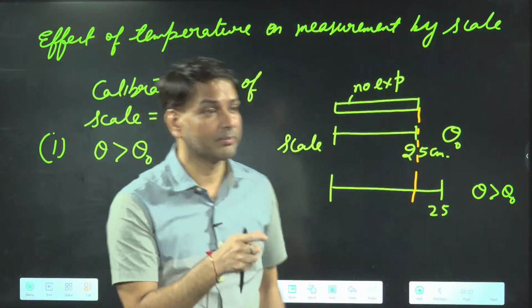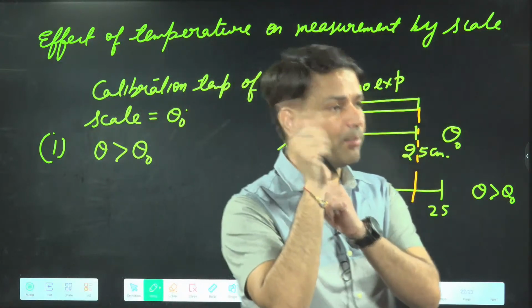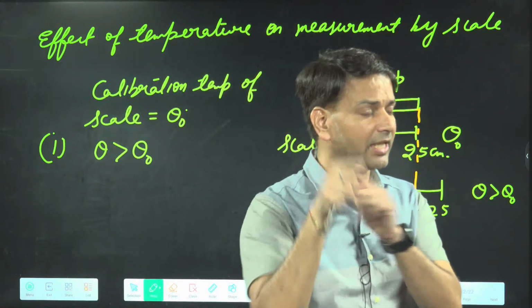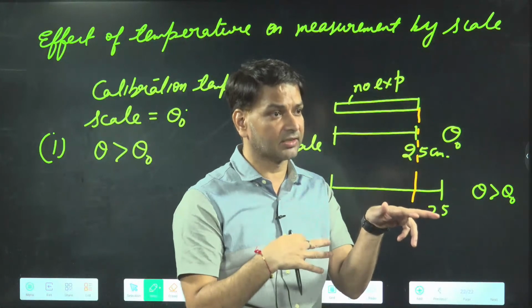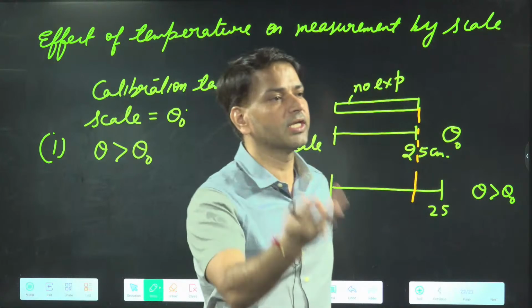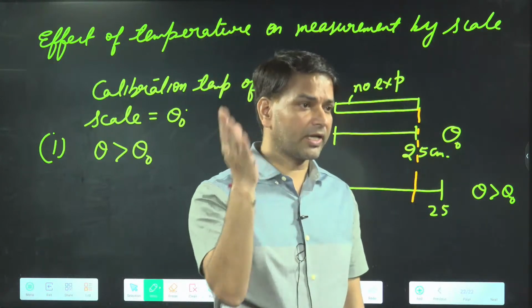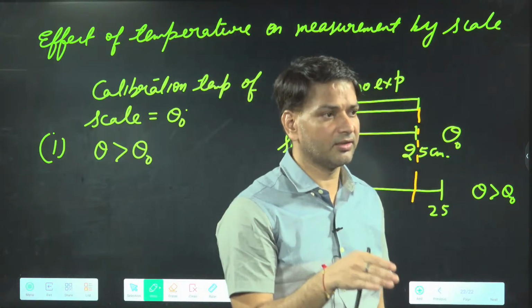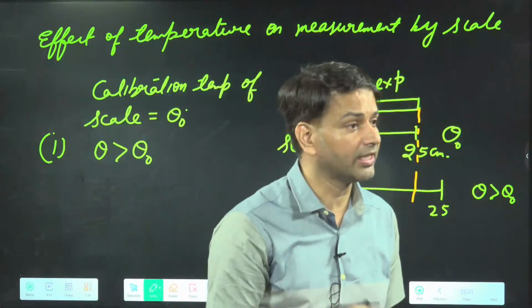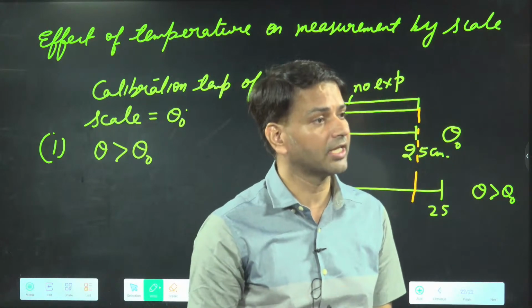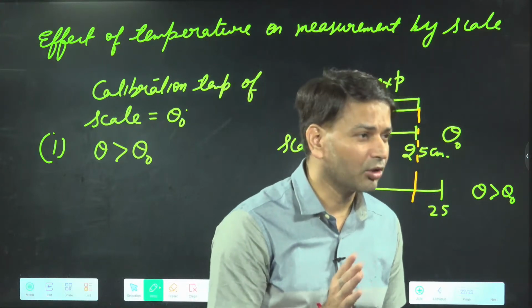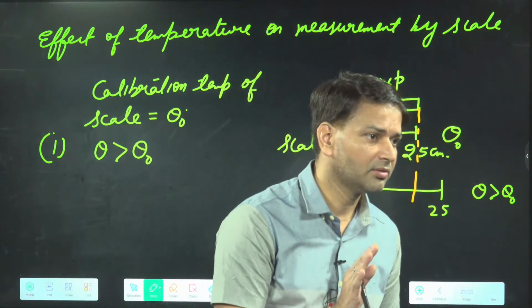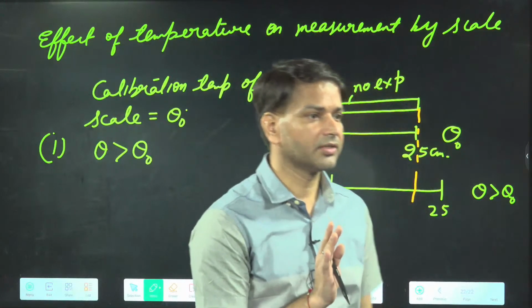More than 20, because I am using it above the calibration temperature. Above calibration temperature, the reading I get will be lesser. So the actual length will be more than that. Above calibration temperature, I am measuring 20, which means I am measuring less than actual, so the actual length of the rod will be more than 20. By that logic, you can get the answer or not? Say yes or no.